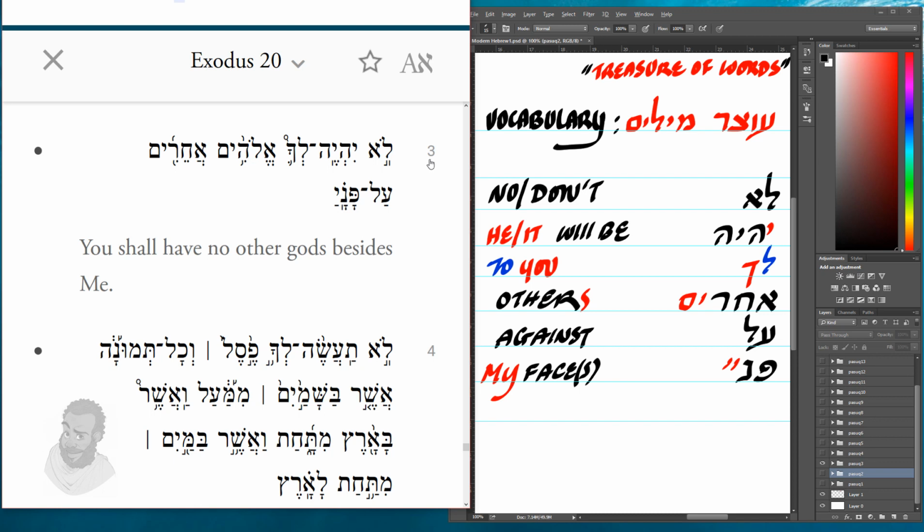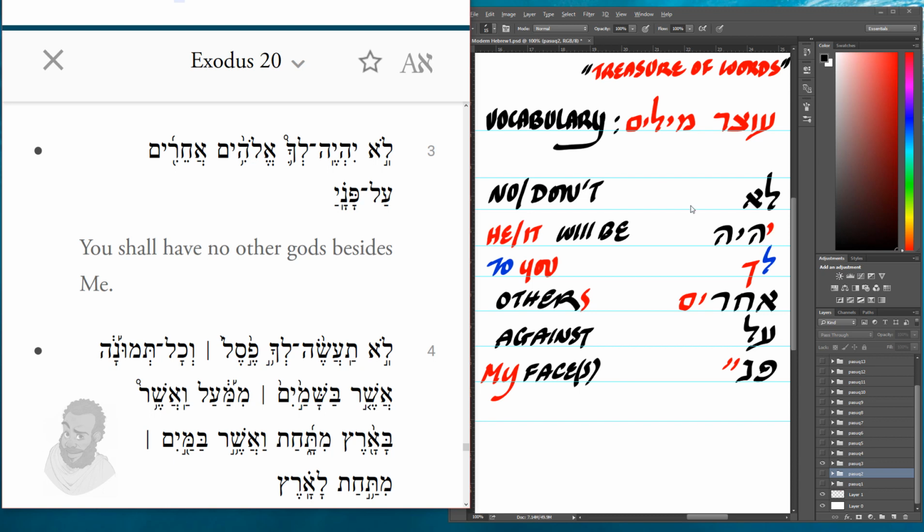Pasuk Gimel. Lo yihyeh lecha Elohim acherim al panai. Lo means no or don't. It is a negative. Shlilah in Hebrew means negative. This is a negative.